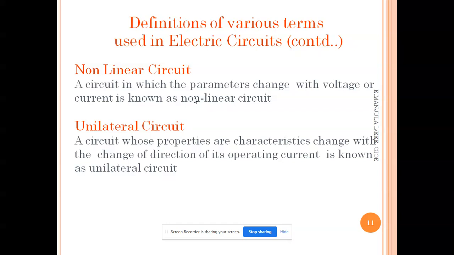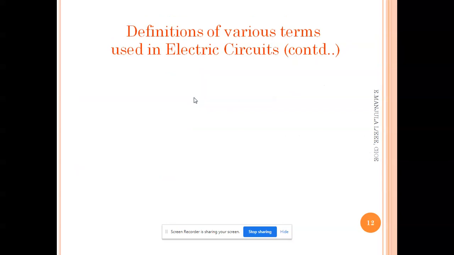Unilateral circuit. What is a unilateral circuit? A circuit whose properties or characteristics change with the change of direction of its operating current is known as a unilateral circuit. It means a circuit whose characteristics are changing with the change in the direction of its operating current. If the operating current is changing, then the characteristics are also changing. That is a unilateral circuit.